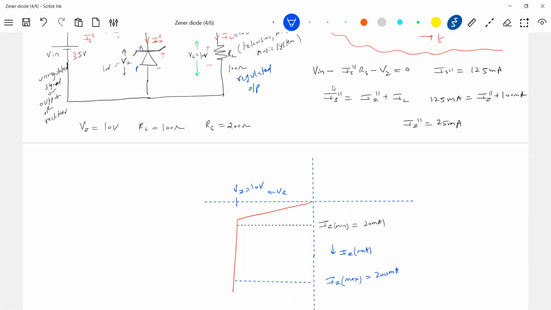If I take a Zener diode which has characteristics like this, minimum current means the moment breakdown occurs, what is the minimum current? I could have shown it here. Sorry, it should be here, no? So if it has features like this, I think such a Zener diode is safe here, no?